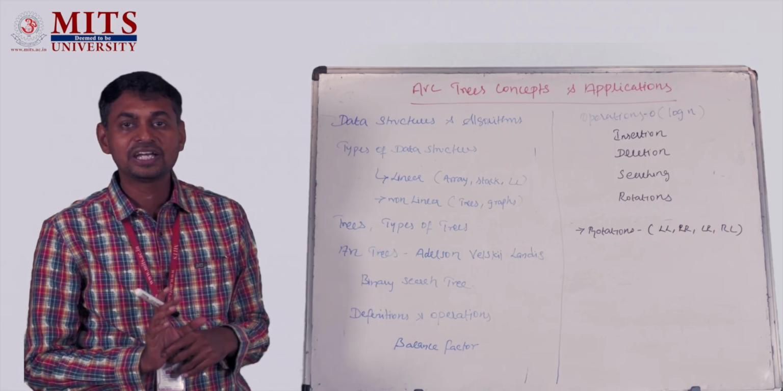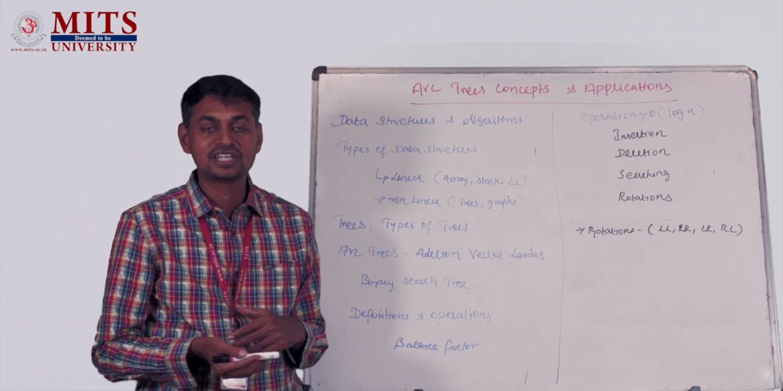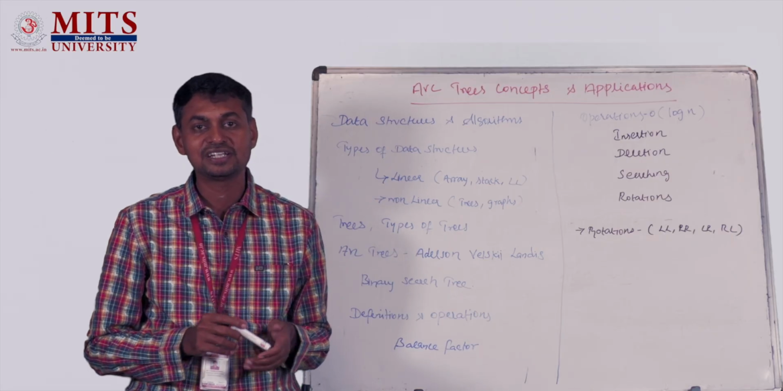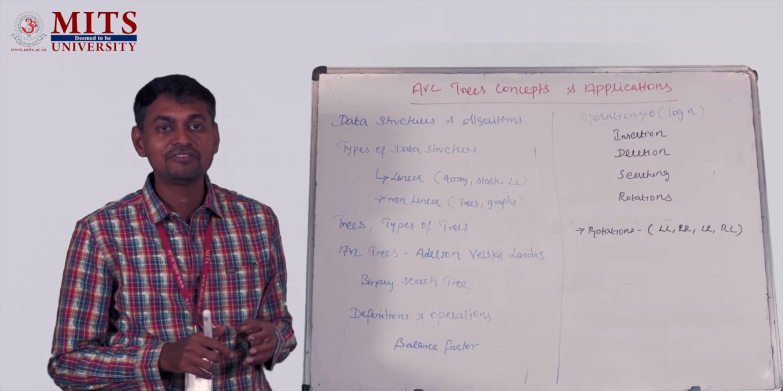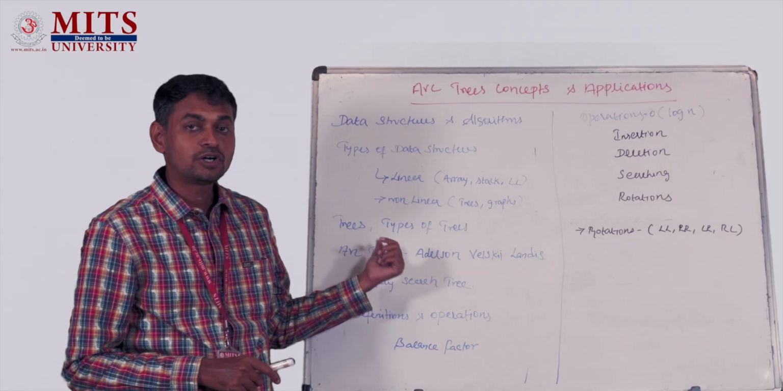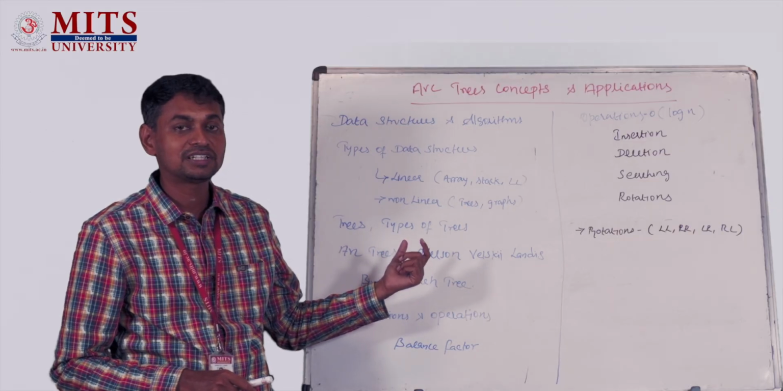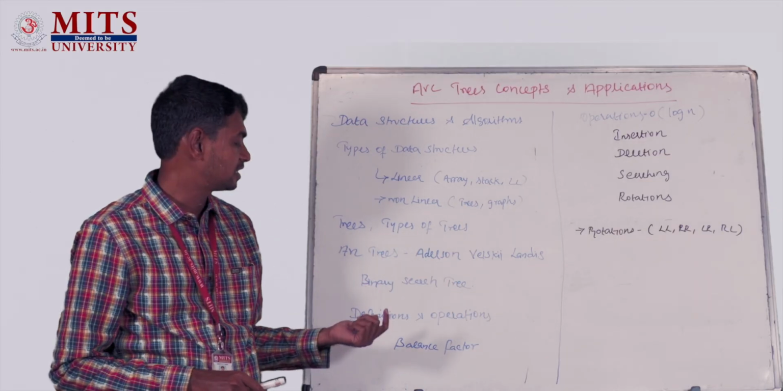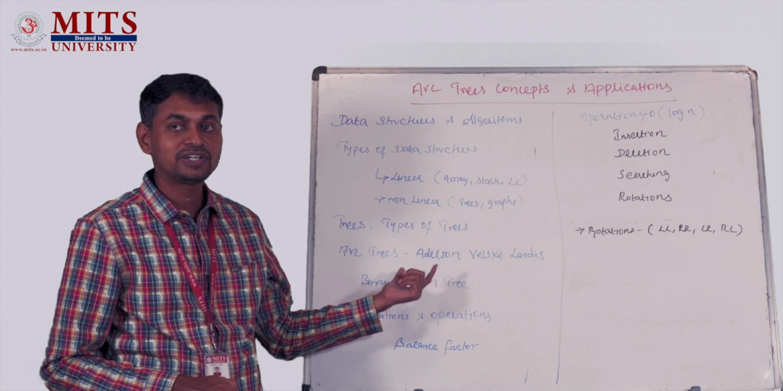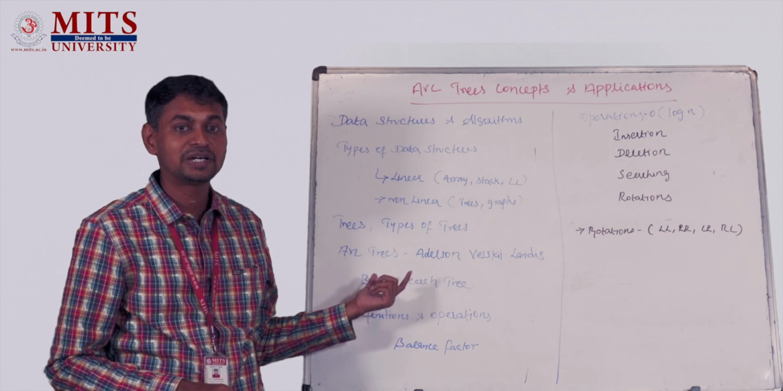We have some hurdles and deviations in the binary search tree. To overcome those, we came to the AVL tree. With it we can overcome whatever deviations we had in the binary search tree. That is why it is considered a self-balanced binary search tree.